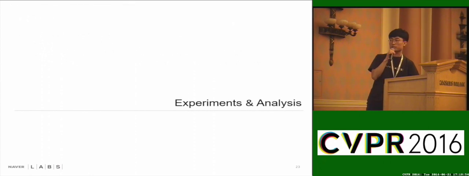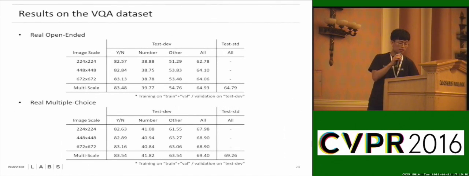Now let me show the experimental result and give an analysis of our method. These are the results on the VQA dataset. For the real open-ended task, our approach with a single scale model achieves 64.1% in the test set, while the multi-scale model provides an additional 0.8%.